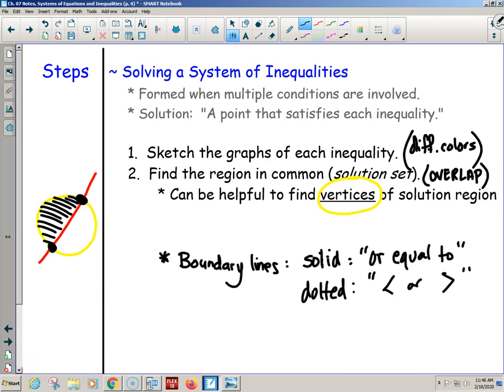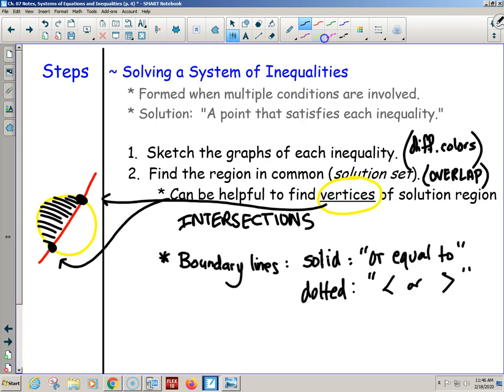The intersections. Good. So the vertices are going to be the same thing as the intersections. And haven't we been talking about how to find intersections of systems of equations all chapter long? The vertices are the intersections. Which, if you only have two equations, no big deal. Set them equal to each other, or solve the system of equations, and you'll know your intersections.